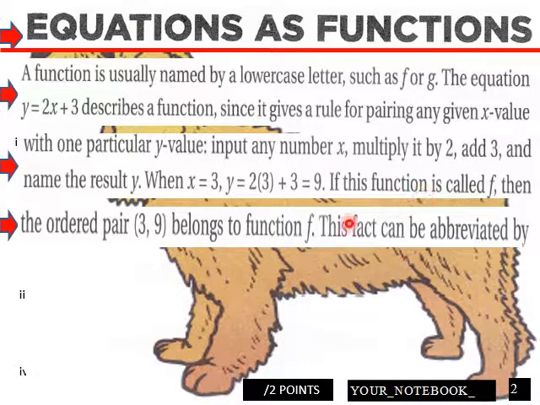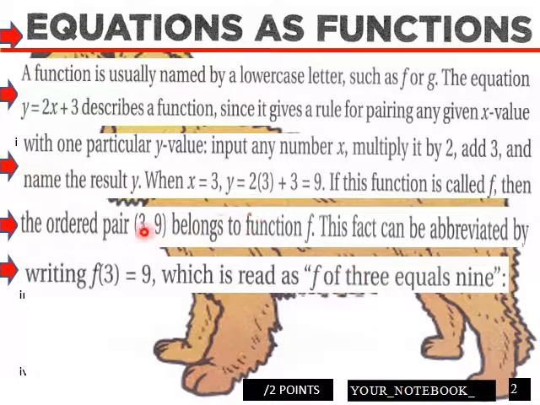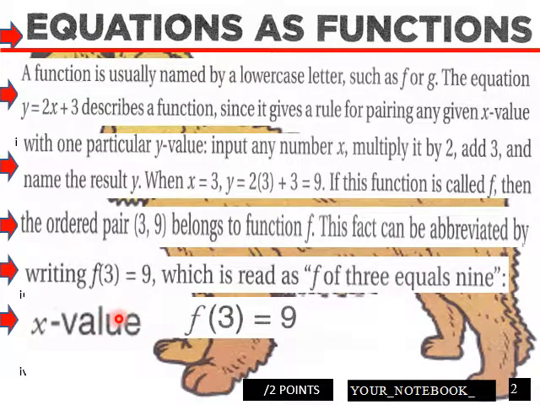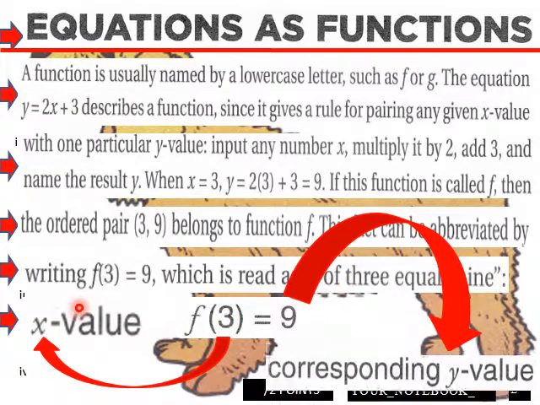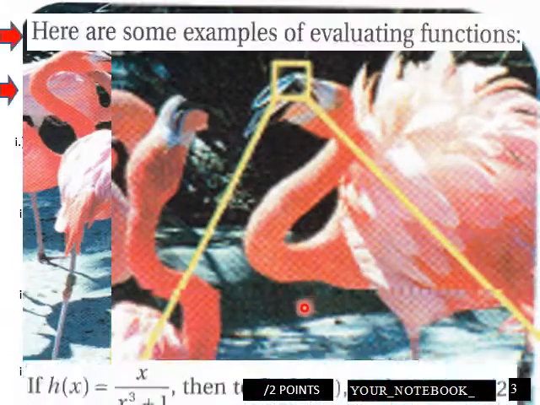If this function is called f, then the ordered pair (3, 9) belongs to function f. This fact can be abbreviated by writing f of 3 equals 9, which is read "f of 3 equals 9." Your x value is here, and your y value would be your output. This is your input, the domain, and this would be your range, the corresponding value.